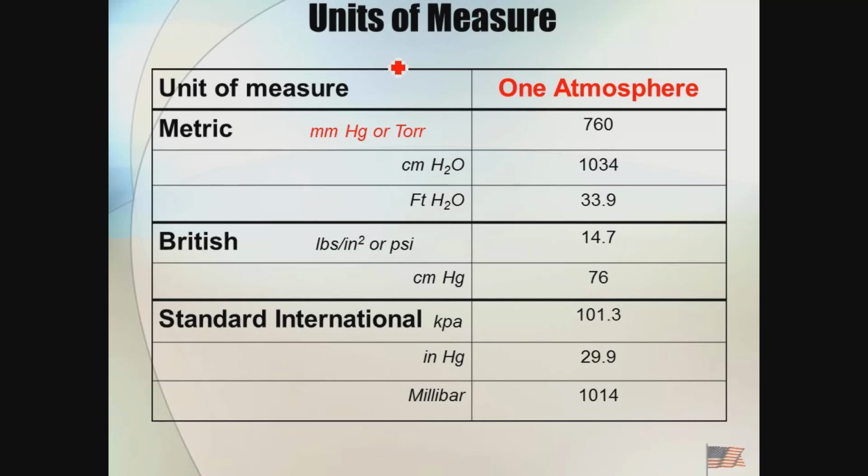Now, we talked about these previously, and the ones that I want you to know are 760 millimeters of mercury, 1034, and 14.7. And that's what we typically utilize. It says that's a British measurement, but we use that typically in the United States also. Now, you go to foreign countries, they're going to use things like kilopascals.